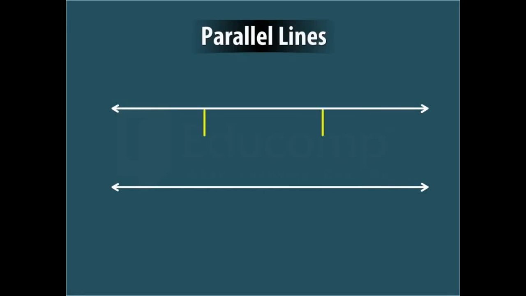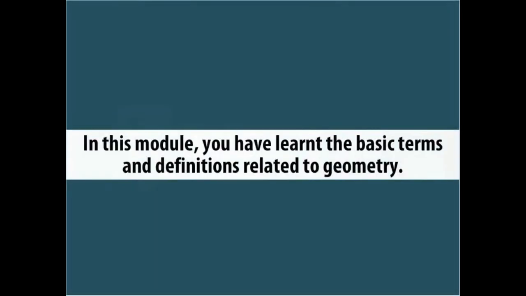The length of the common perpendiculars at different points on these parallel lines is the same. This equal length is called the distance between the two parallel lines. In this module, you have learnt the basic terms and definitions related to geometry.